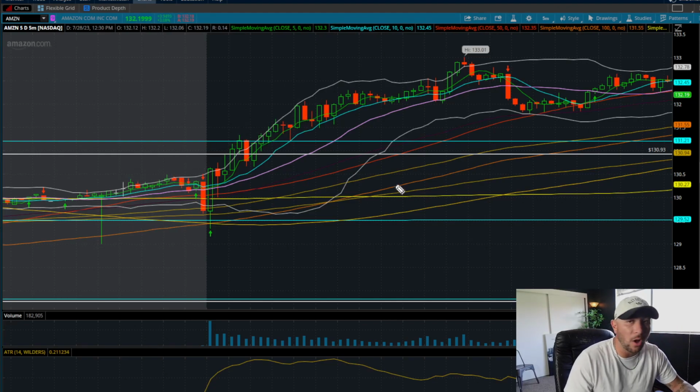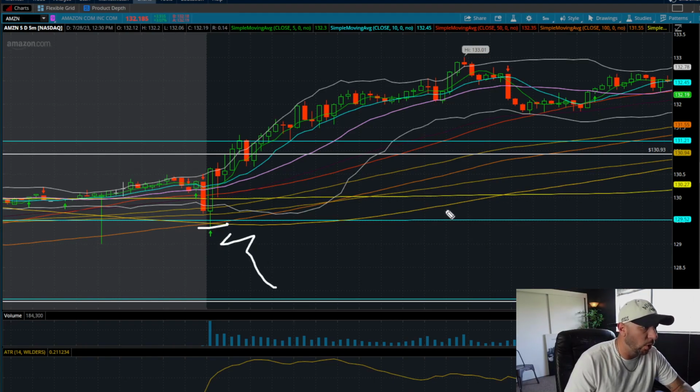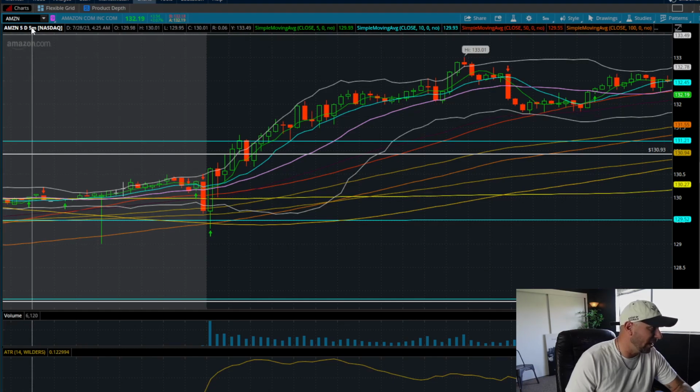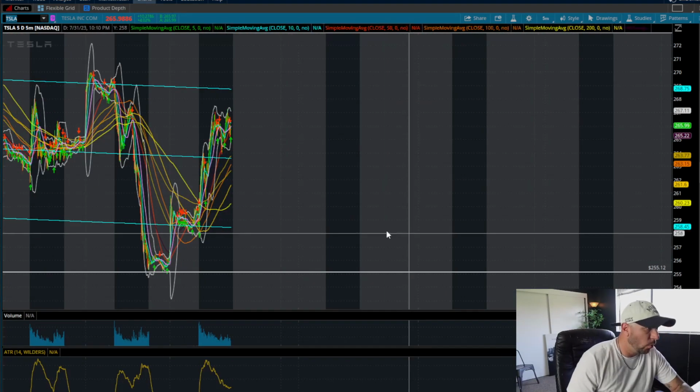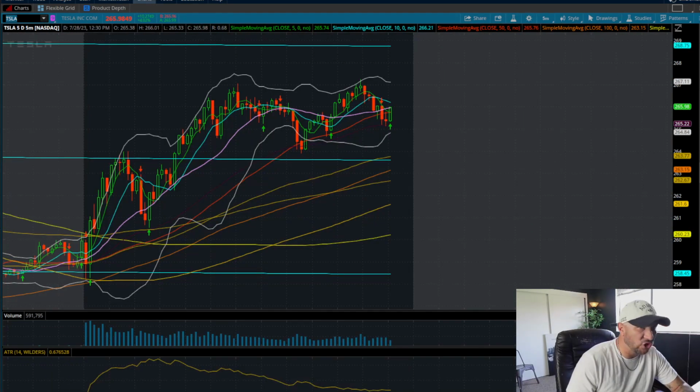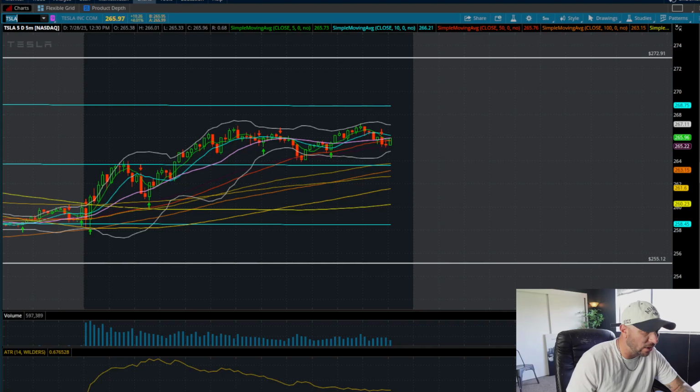So what happened to all my shorts, right? If we were to take out this low, I'm going to be short 100%. Let's look at Tesla. What did Tesla do? Where would I be looking to get short on Tesla? I want you guys to look at this on your chart and see.